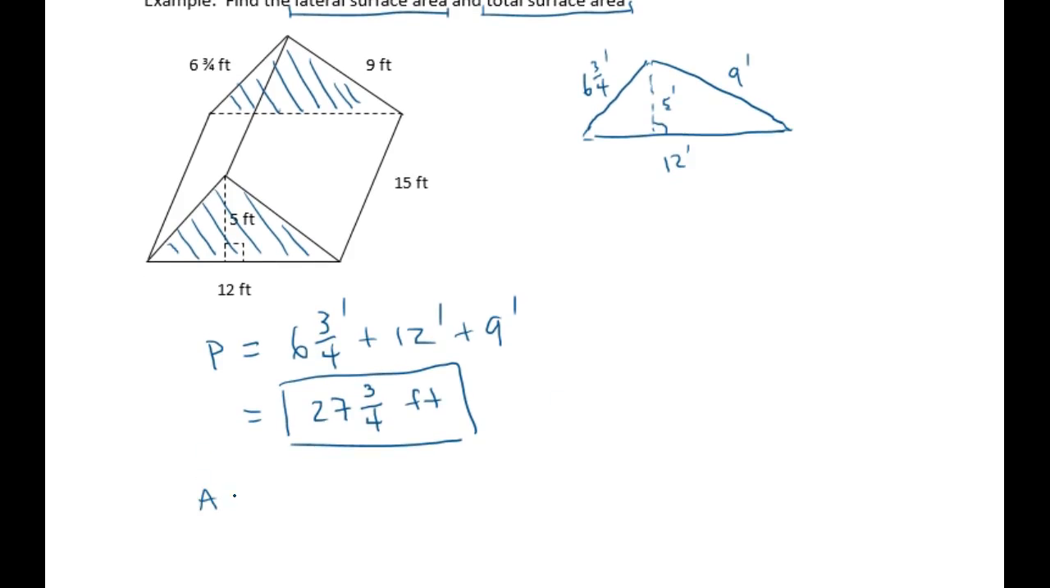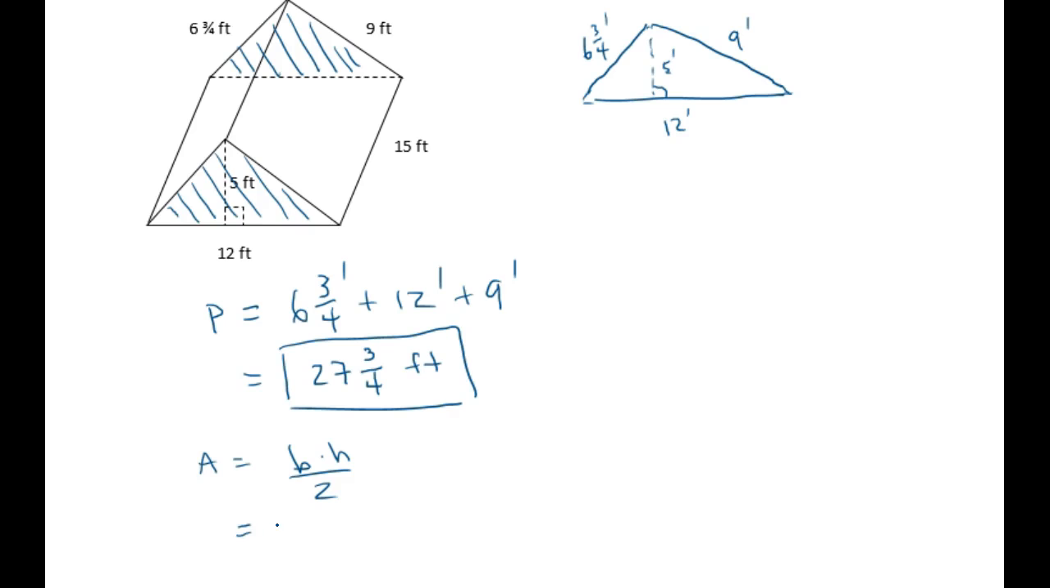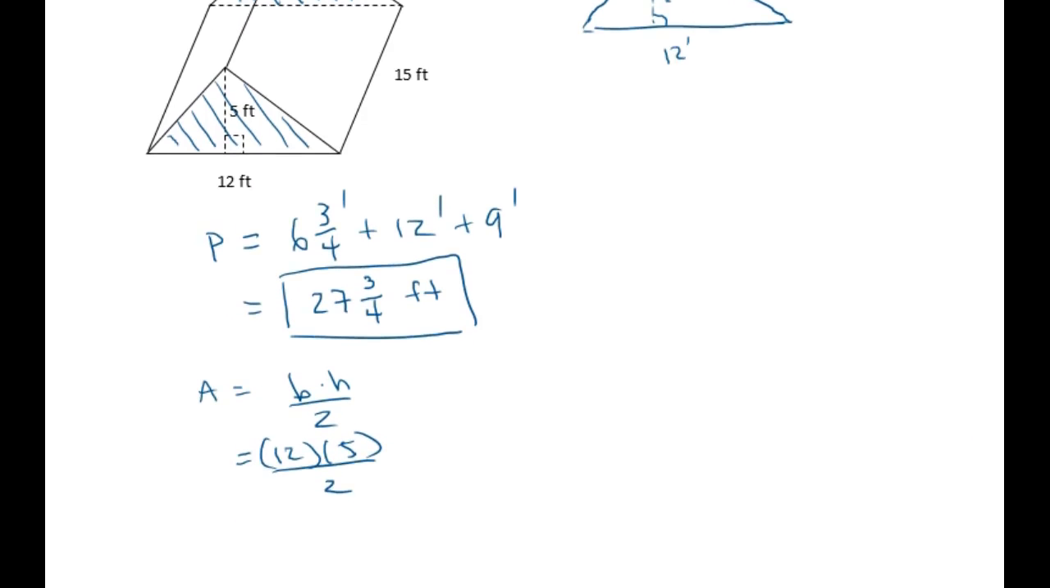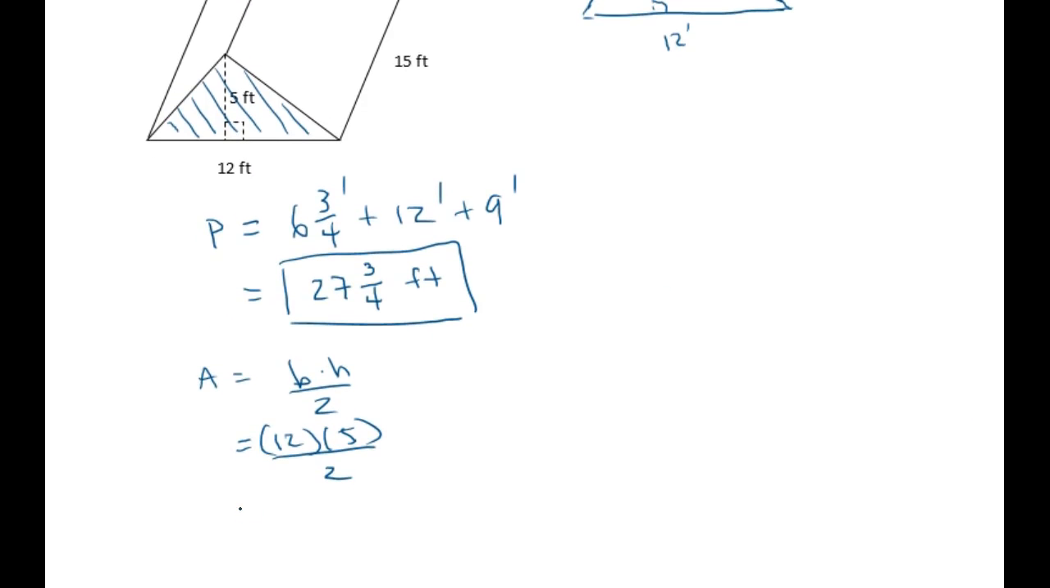And then area is our base times our perpendicular height divided by 2. So that would be 12 times 5 divided by 2. So base times height divided by 2. And then plugging in those values, our base is 12, multiplied by our height of 5, all divided by 2, which will in the end give us 30 square feet. So that's just related to our base.